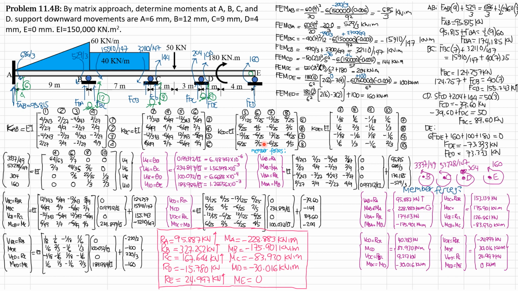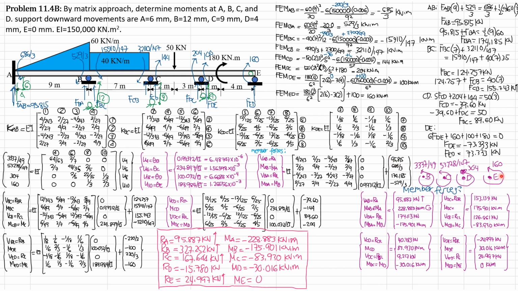Since the important joints are B, C, D, and E, because the support A is fixed, theta A is always 0. So we are only interested in the joint displacements, the rotations at B, C, D, and E. There are 4 unknowns here, which your calculator can solve.